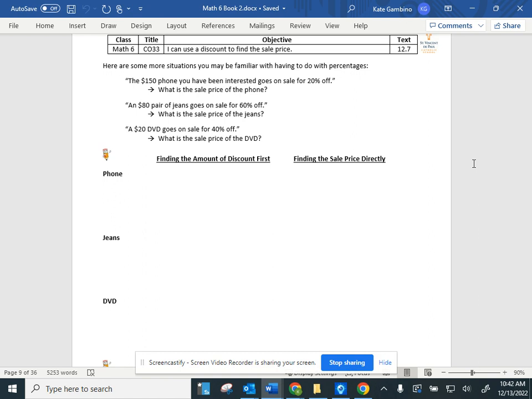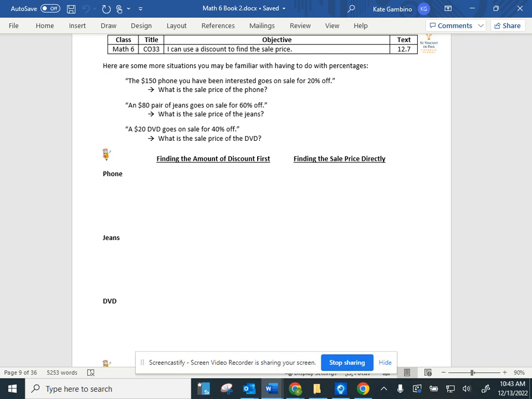Maybe mom says, oh, $80 is way too much for a pair of jeans. I'm willing to pay $40 for the jeans or $30 for jeans, not $80. Then you find jeans on sale that you really want. You say, oh, that's how much mom said she would pay for a regular pair of jeans, and I want these special ones. You need to be able to tell mom, hey, they're on sale for the price that you said you would pay. A $20 DVD goes on sale for 40% off. What is the sale price of the DVD?